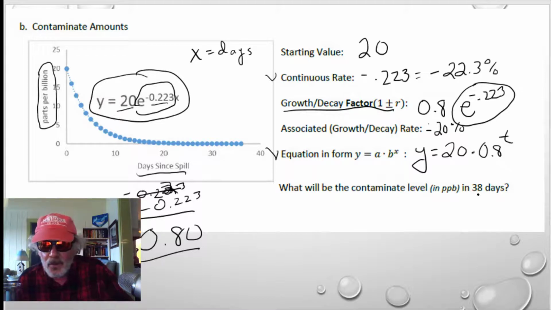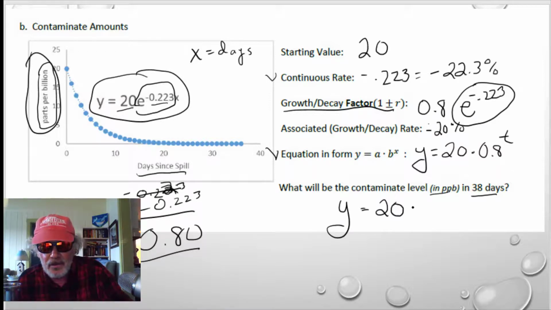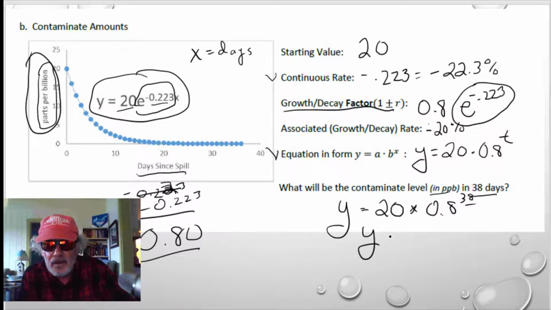So we're going to say what's the parts per billion going to be after 38 days? So the parts per billion, which is the output right over here, is going to be equal to the beginning initial value times 0.8 raised to the 38th, because those are the days. Hit pause, make sure you can get that. And I'm getting 0.016 parts per billion.